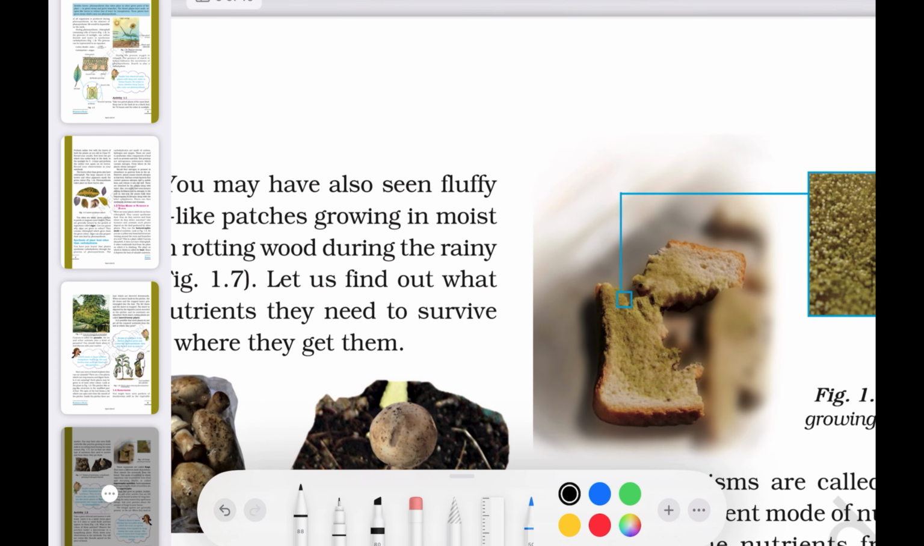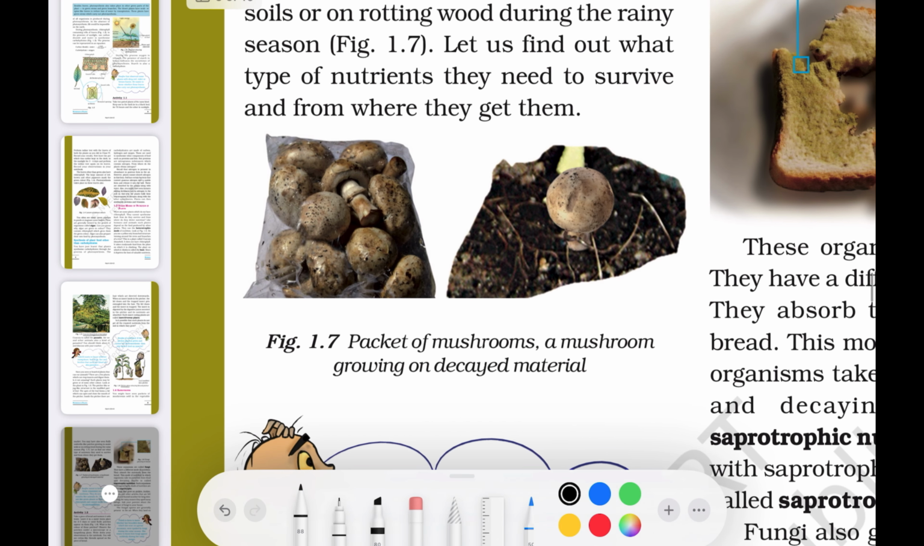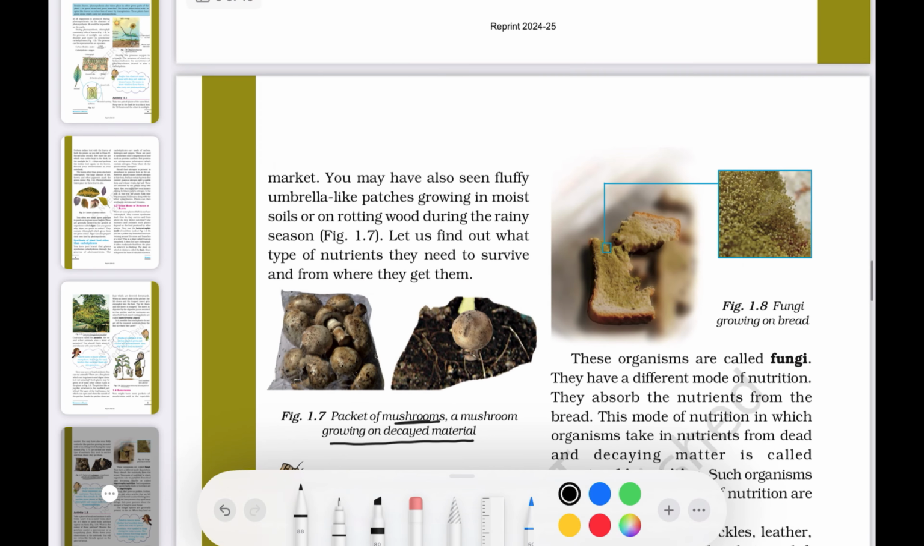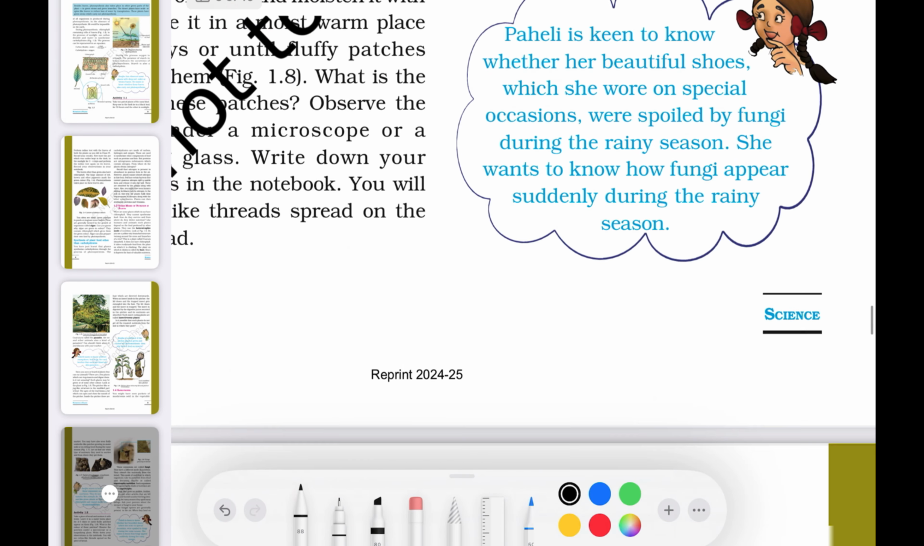Okay, third one we discussed about saprophytic plants. Mushrooms are the examples of saprophytic plants. Okay, and they grow on decayed or dead material, right? And fourth one we saw symbiotic plants, that is not mentioned in your book.